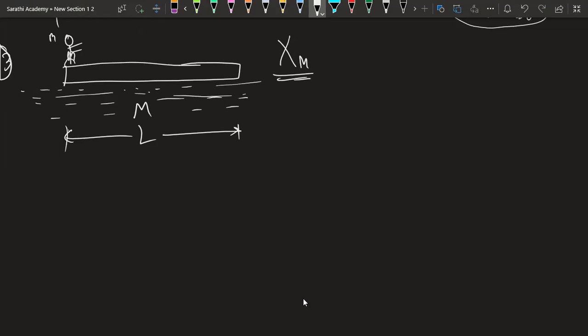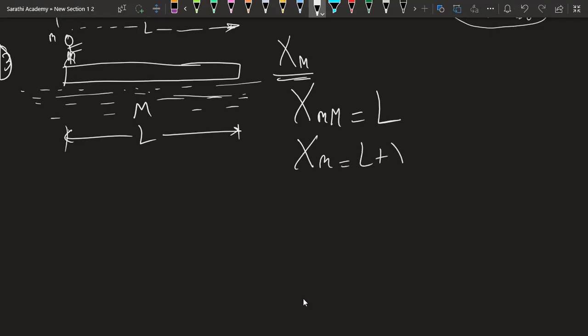In this question we know that the displacement of the man with respect to the plank is equal to L, because the man will move towards the positive direction by L like this. So that means the displacement of the man will be equal to L plus the displacement of the plank. Right, this is one equation which we have.